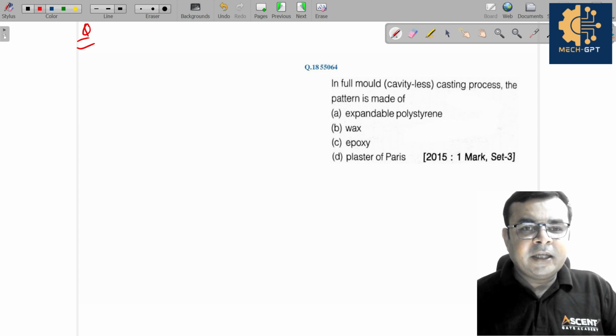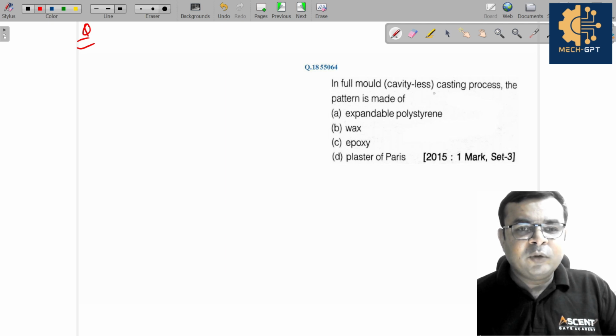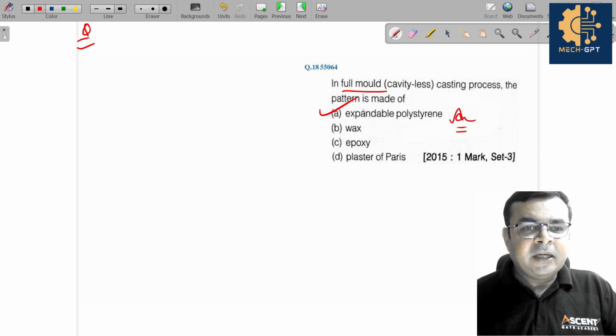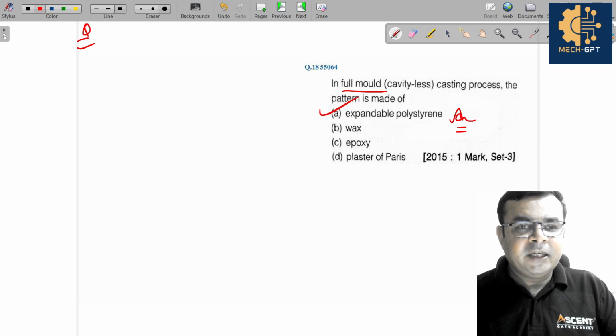Okay, let's see another question. In the full mold casting process, the pattern is used. In full mold casting, we use expandable polystyrene foam. This is the correct answer. The pattern material is polystyrene. Correct. In full mold casting, we use polystyrene foam.